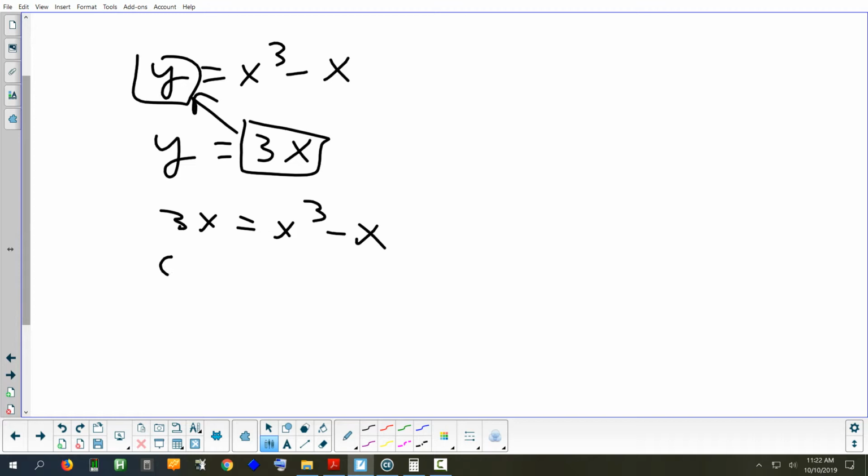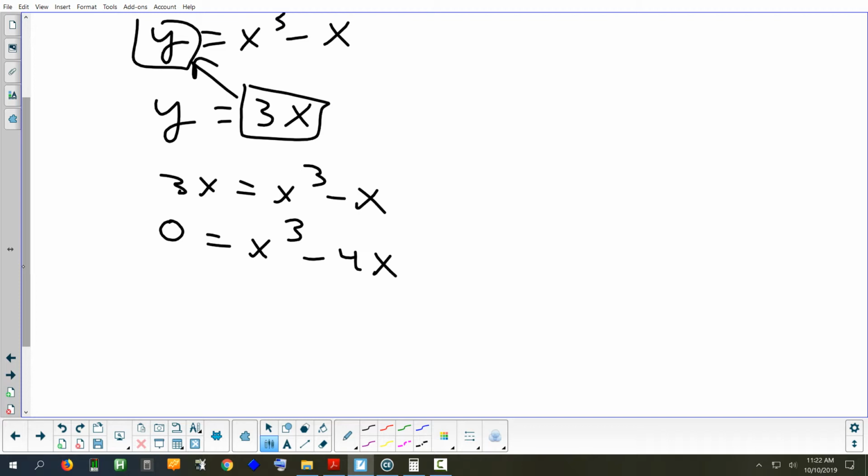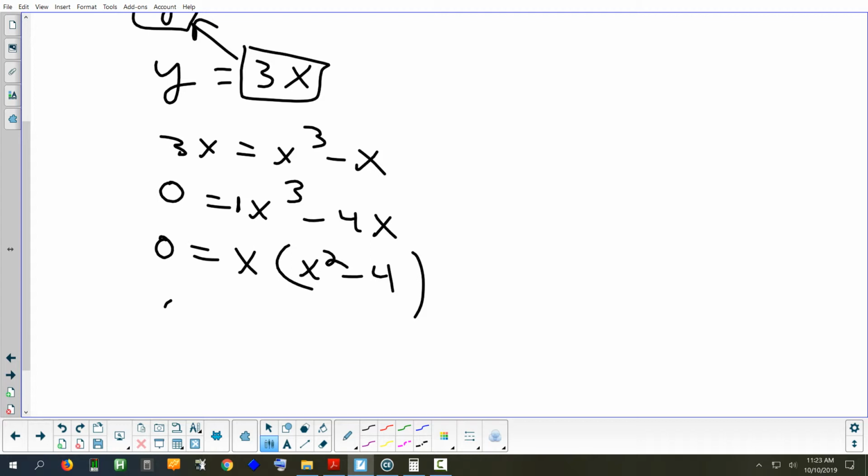0. So we're going to get x cubed minus 4x. And now what's the GCF? 1x. Because this is a 1 and a 4, so the GCF of 1 and 4 is just 1, but they both have an x in common. What do you get in the parentheses? X squared minus 4, which is a difference of 2 squares, so that factors. I think we did that in the homework. What does x squared minus 4 factor as? X plus 2, x minus 2.